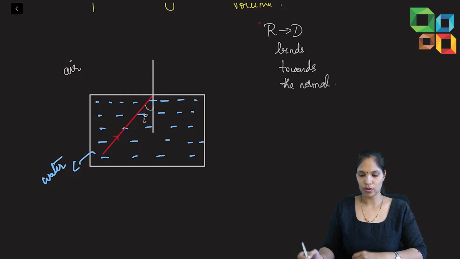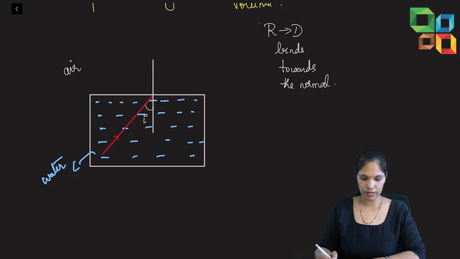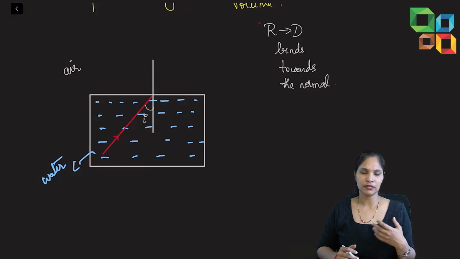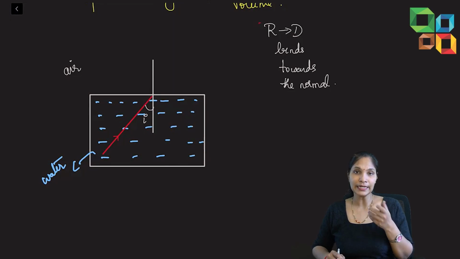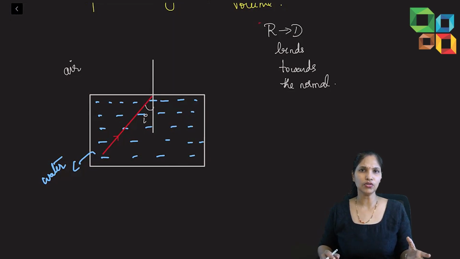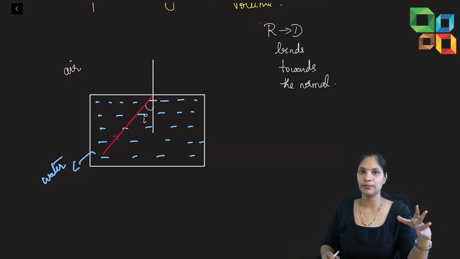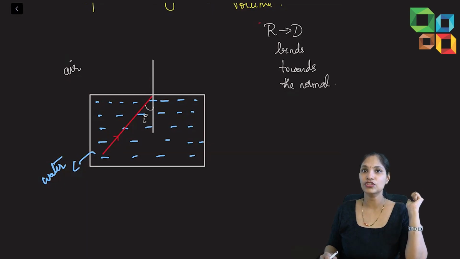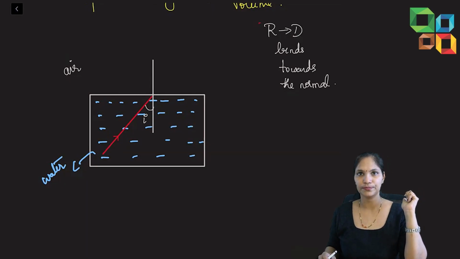But now it's going from denser to rarer. Obviously, now it should bend away from the normal. But exactly what is happening there? Again, the same thing. In water, it was having difficulty moving, so its speed was less. Now it enters air, where it's finding it easier to move, so it will go faster. So what will happen? I told you, light wants to reach at a given time, not early, not late. So now, since it's going fast, it's expected to reach its destination earlier, which it doesn't want.